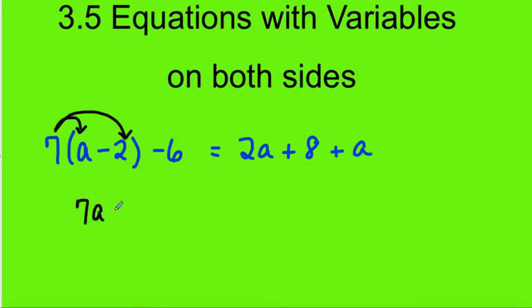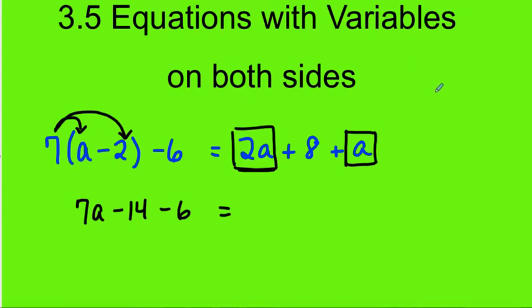So that's giving me 7a minus 14 minus 6 equals. Now on this side, I see that I have like terms, so I would like to go ahead and take that extra step to combine the like terms. Now let's just remind, like terms are the same variable raised to the same exponent. Now when you add them, you only add the coefficients. You do not change the variable. So this would be 3a plus 8.